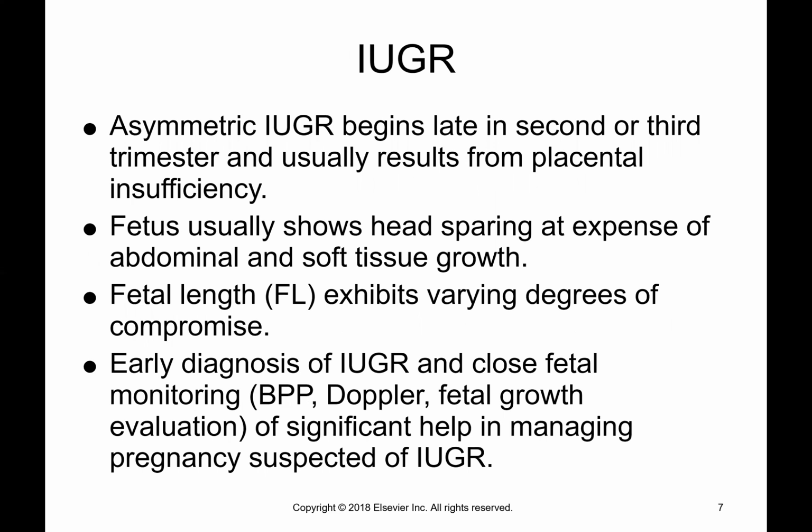So if it occurs pretty early, it's worse. Asymmetric IUGR is what we usually see, and it begins late in the second or third trimester, and usually results from placental insufficiency. I feel like that's the main cause of IUGR. The fetus usually shows head sparing at the expense of the abdominal and soft tissue growth. Now, the body is so smart. The fetus wants to shunt as much blood as it can to the brain, because it knows somewhere in its body that the brain needs the blood to function. So it spares the head while the abdominal circumference gets very, very small, because the liver is very sensitive to any kind of growth restriction. So the fetal length, it kind of depends. It exhibits varying degrees of compromise, but it usually is also compromised throughout this.